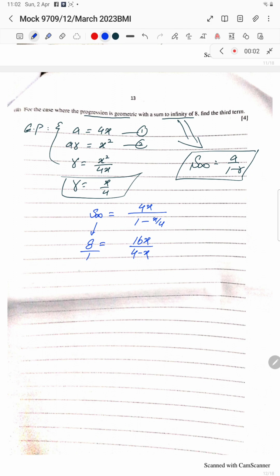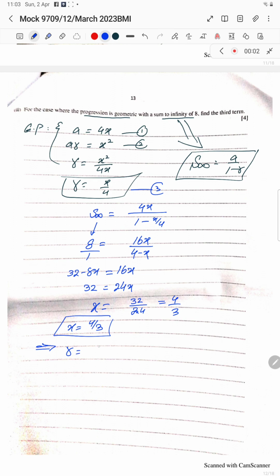Now do the cross multiplication. We get 32 minus 8x is equal to 16x, so 24x is equal to 32. Divided by 24, x will be 32 by 24. So x is 4 by 3. Similarly, you can replace in equation 3 to get r, which implies r will be 4 by 3 divided by 4. After simplifying you will get r is 1 by 3.